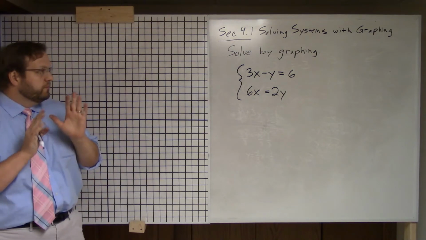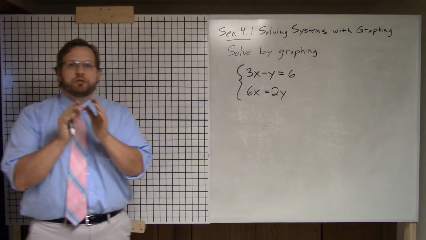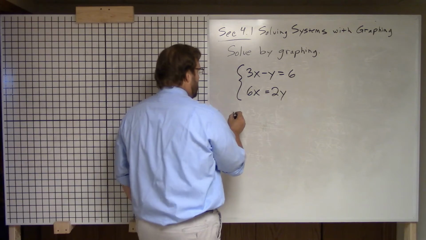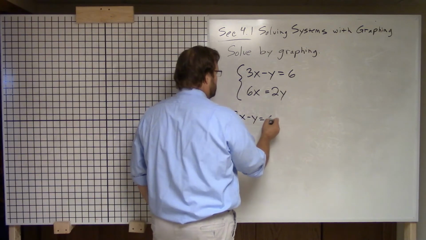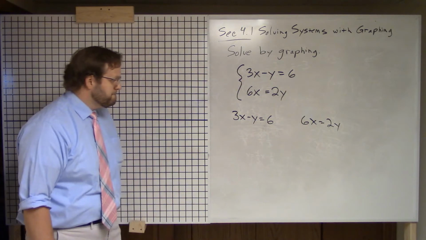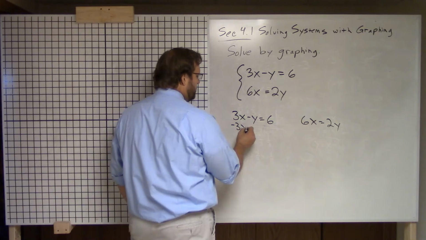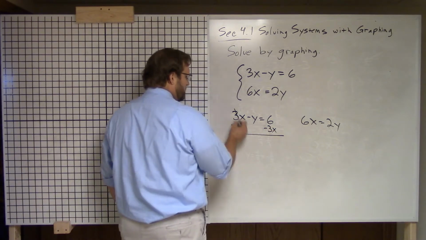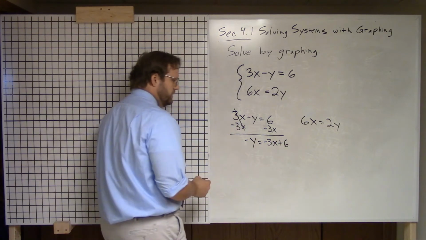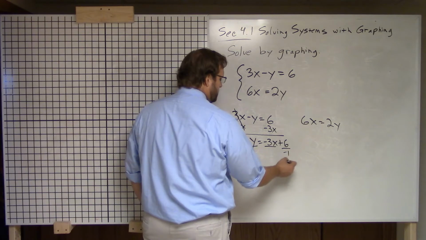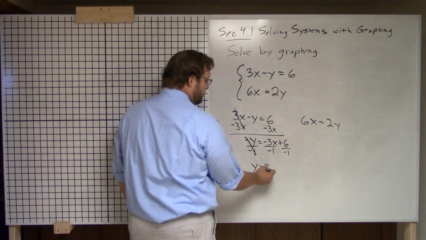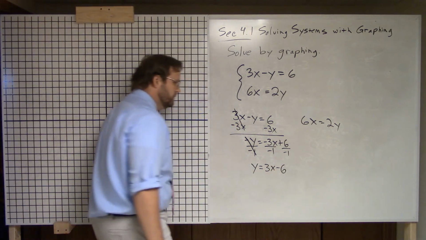Okay, now, first thing, get them in a graphable form. I would do both of them at the same time, and I'll explain why in just a second here. So I've got 3x minus y equals 6, 6x equals 2y. Okay, solving for y, I'm going to subtract 3x. Negative y is negative 3x plus 6. And then I'm going to divide by a negative 1. So y equals 3x minus 6.